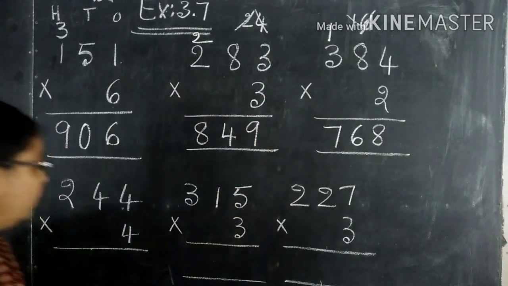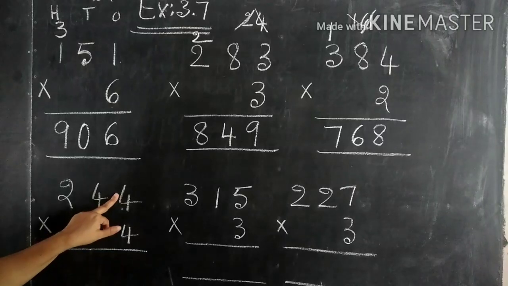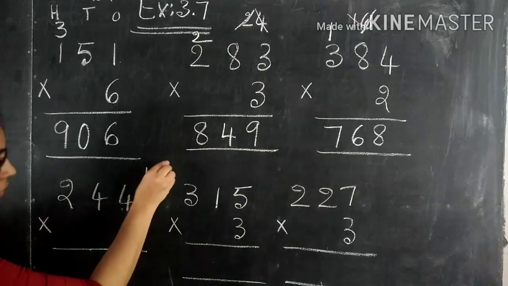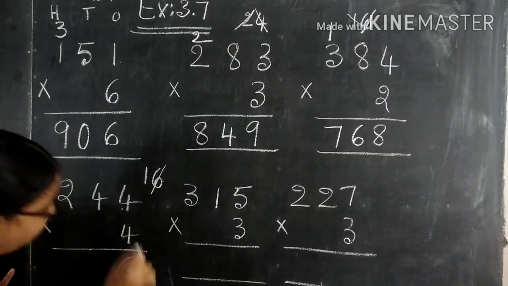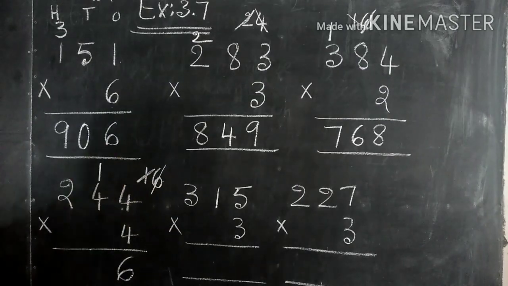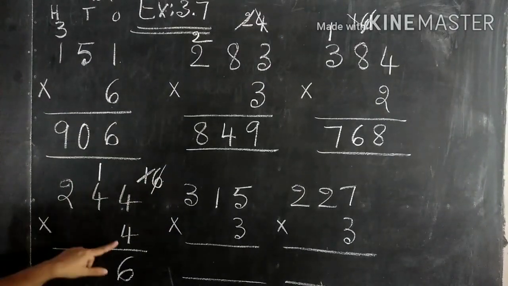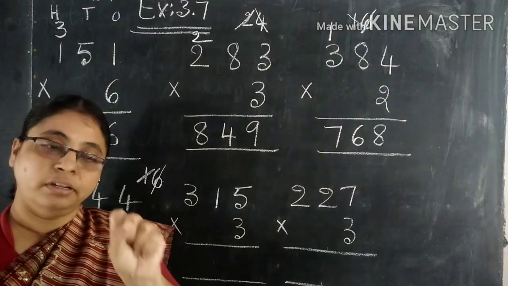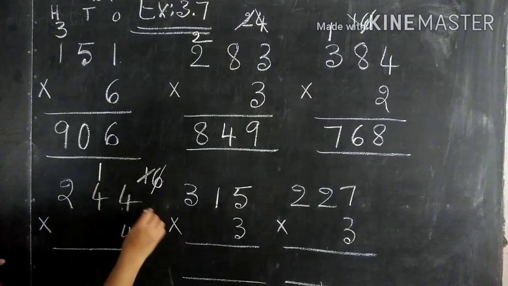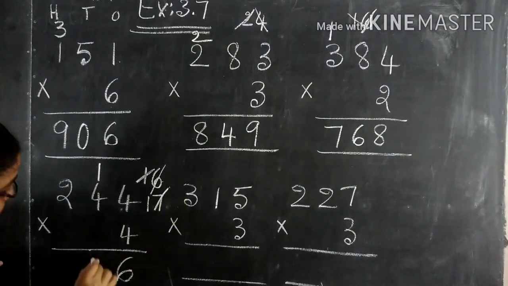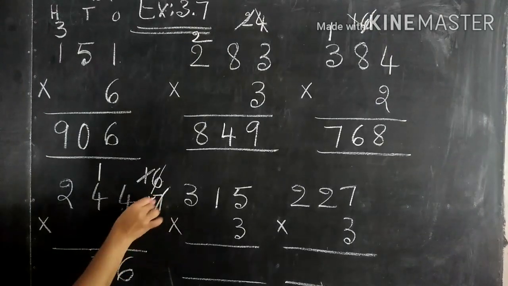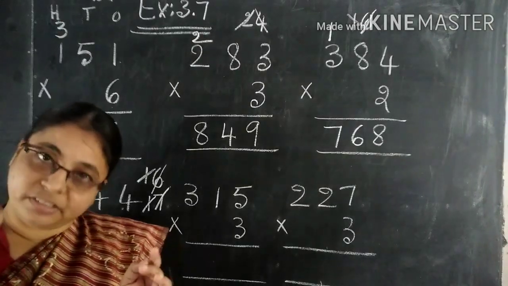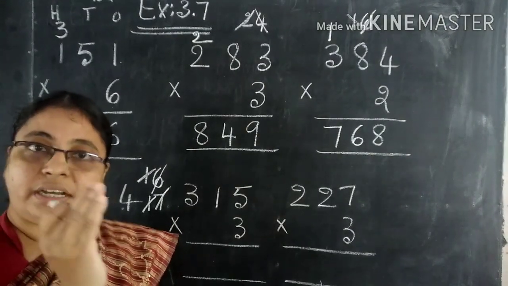Okay? Another one. 4 4s are how much? 16. So as I said, one's place digit down you will write, and this 1 will be carried to the next place. Do you understand? Now 4 4s are 16. Here 1 is there. 16 plus 1, 17. Okay. Now 17. So 7 one's place write it down. This 1 will be carried to the next place.